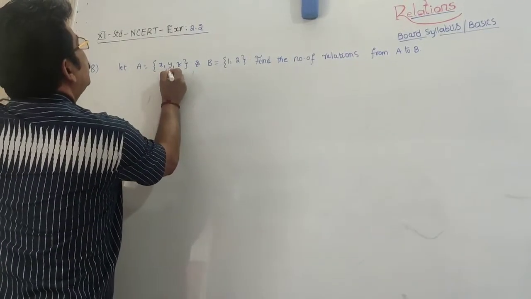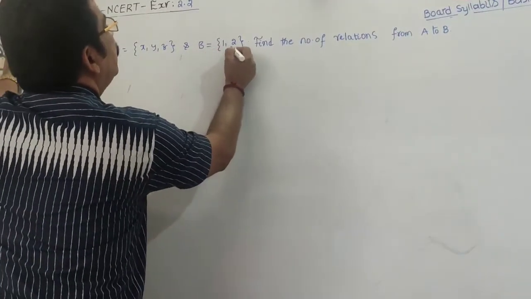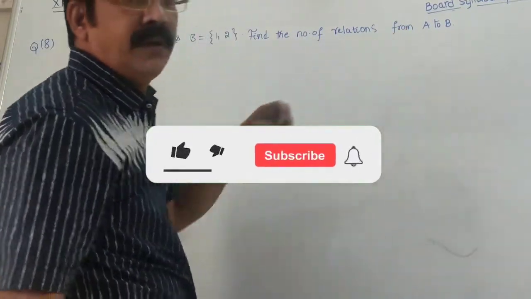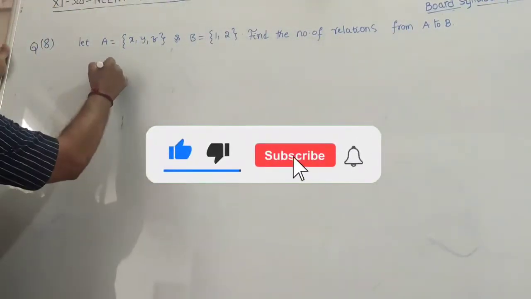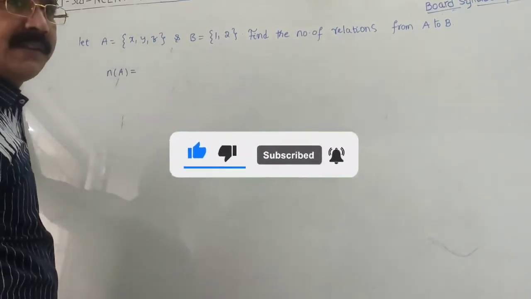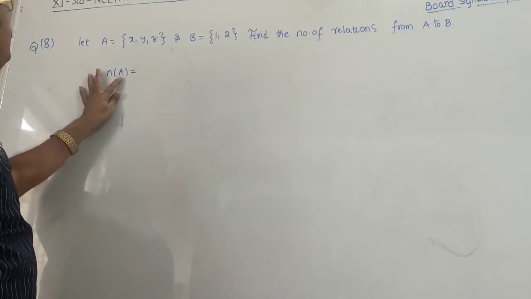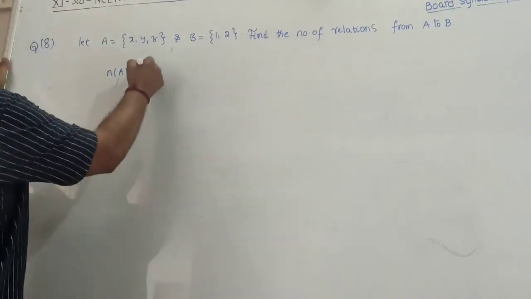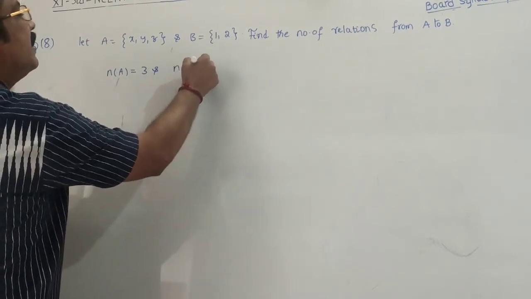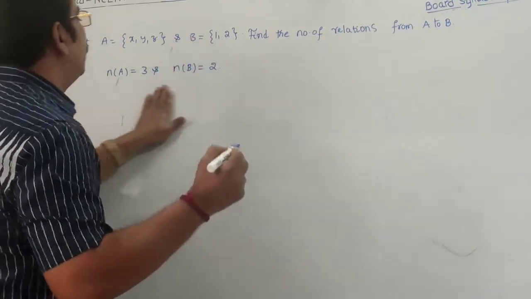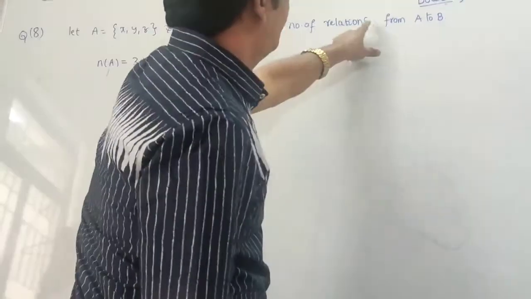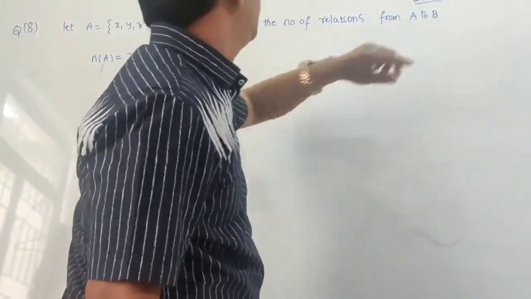Let capital A equal the set {x, y, z} and capital B equal the set {1, 2}. Find the number of relations from capital A to capital B. Here n(A) is the cardinal number of the set A, meaning the number of elements in A: 1, 2, 3. So n(A) equals 3, and n(B), the number of elements in capital B, equals 2.